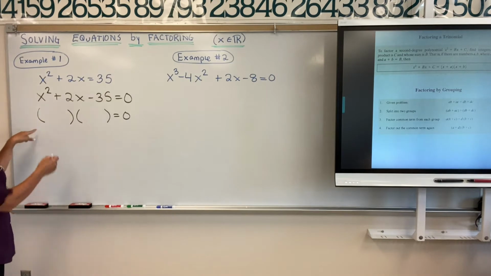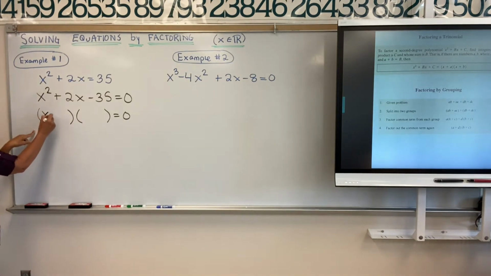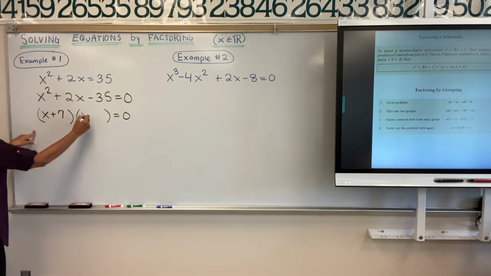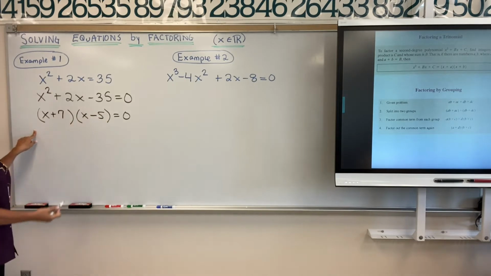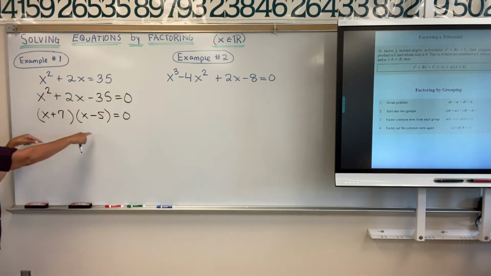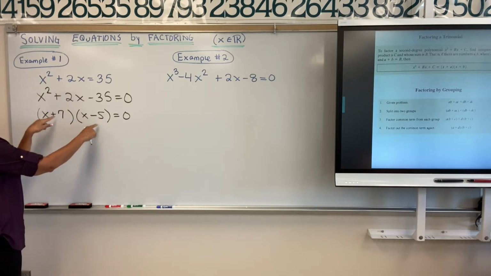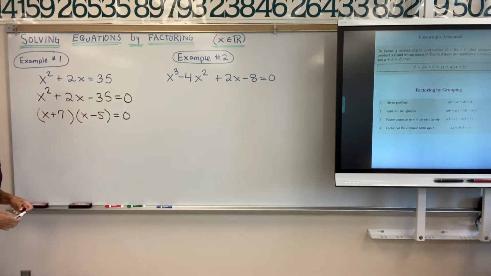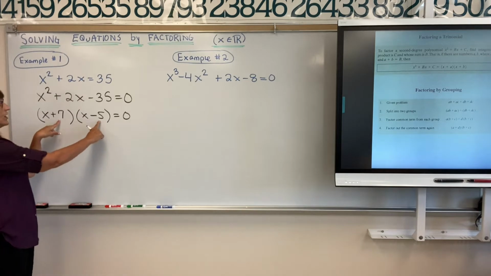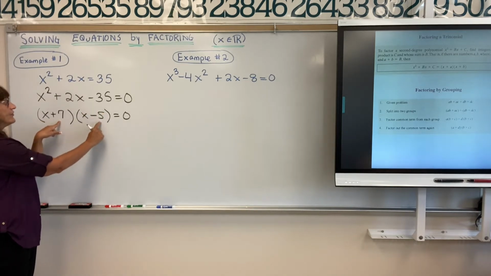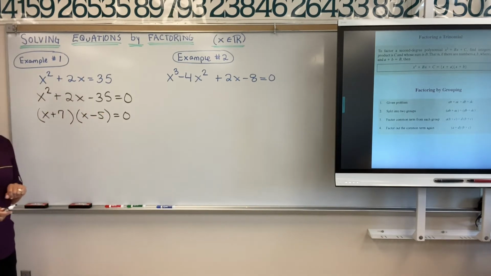Let's see. Well, how about x plus a positive 7 and x with a negative 5? This is going to work out for us. You have the x squared here. 7x minus 5x gives you your 2x, and then 7 times negative 5 is a negative 35. Look at these 2 numbers here. Their product is a negative 35. Their sum is a positive 2.